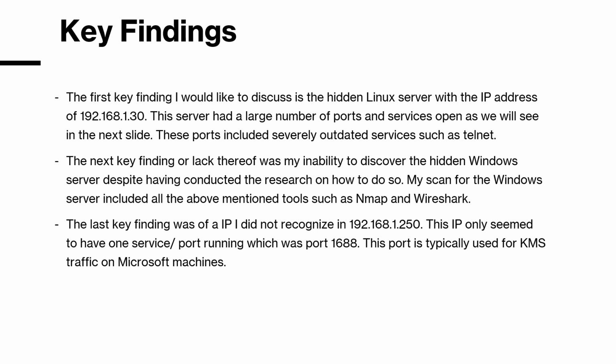Another key finding was my inability to discover the Windows machine. Despite having conducted the research on how to do so, my scan of the network included tools such as Nmap and Wireshark, as I used for the Kali machine, to do a little bit of deep packet inspection on those. But unfortunately, I was unable to find anything about the hidden Windows machine. And also with the hidden Linux server, there were many security issues after conducting an Nmap scan on that network, as we will discuss in the next slide.